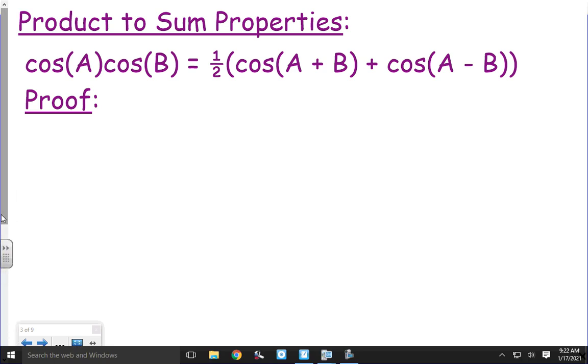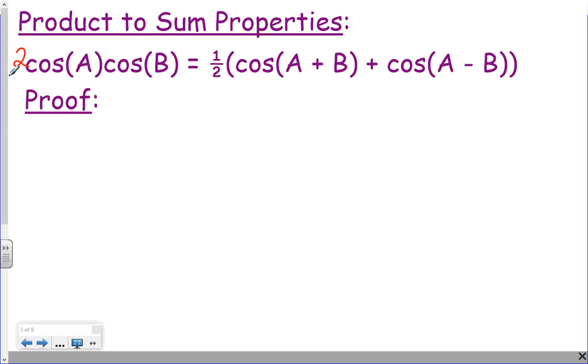They actually write the 2 out in front of the cosine of A times the cosine of B, and they don't have this 1/2 here. All I've done here is divide both sides by 2, or multiply by 1/2, however you want to say that, which is how I'm getting the 1/2 over there. You can do this either way. It doesn't really matter which way you do it. You're going to get the same result or the same property here.